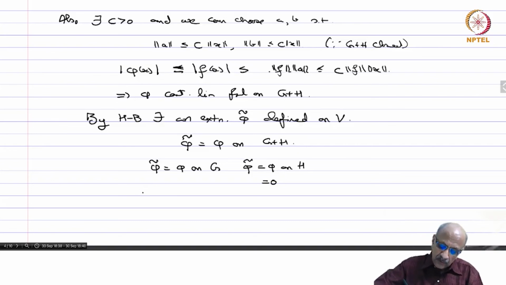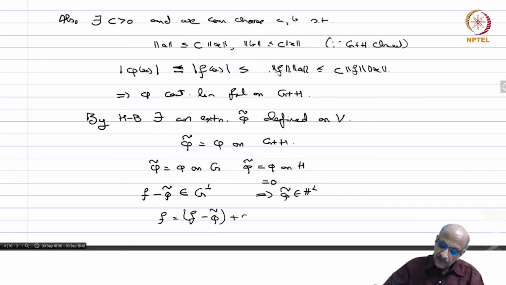And now if you took f minus phi tilde, they both agree. f of x equals phi of x equals f of a, and therefore f equals phi on G, and therefore f equals phi tilde on G also. So f minus phi tilde belongs to G perp. So this implies phi tilde belongs to H perp, and therefore we can write f equals f minus phi tilde plus phi tilde, which belongs to G perp plus H perp. So that completes the proof.